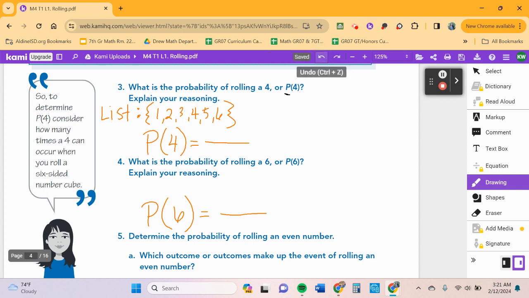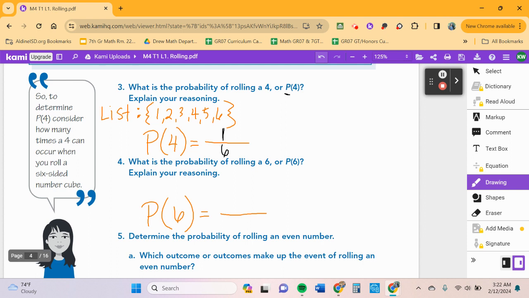Exactly. 1 out of a total of 6 times. So the probability of rolling a 4 is 1 out of 6. And a best practice when expressing probability is to say it just like that: 1 out of 6 or 1 over 6 instead of saying 1/6. It's just easier to understand.